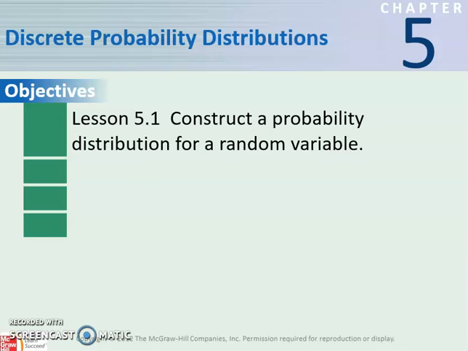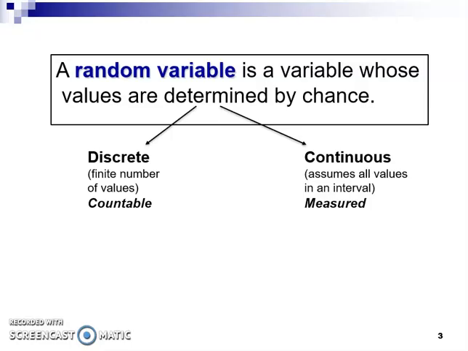So let's back up for just a moment and talk about what a random variable is. Now, if you recall, a random variable is a variable whose values are determined by chance. Remember when we talked about variables and the way these values are determined. And there's two different categories for a random variable. They are discrete or continuous.